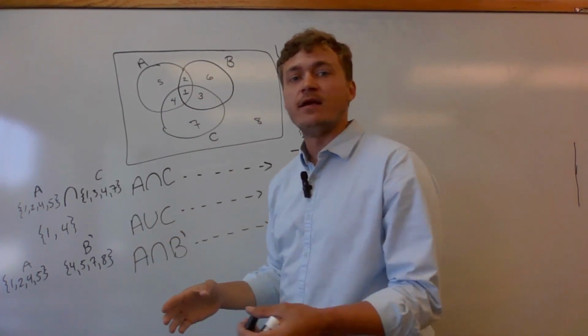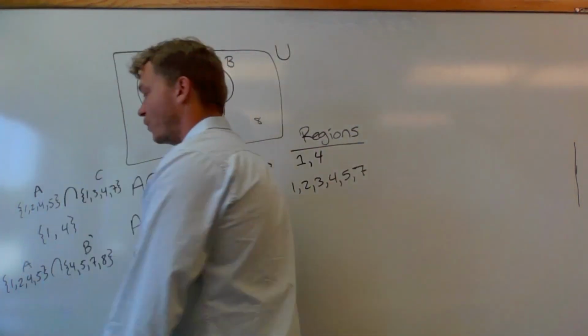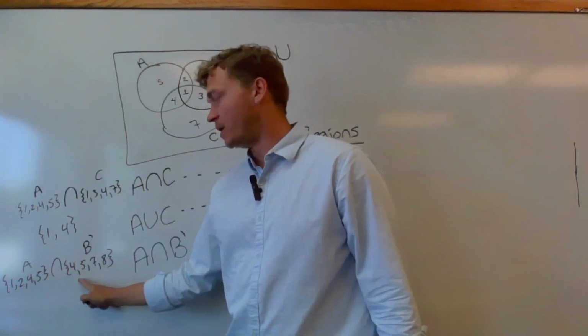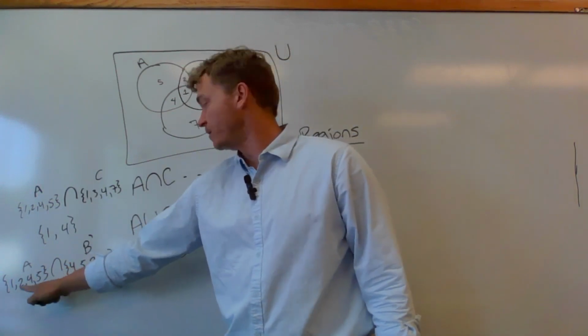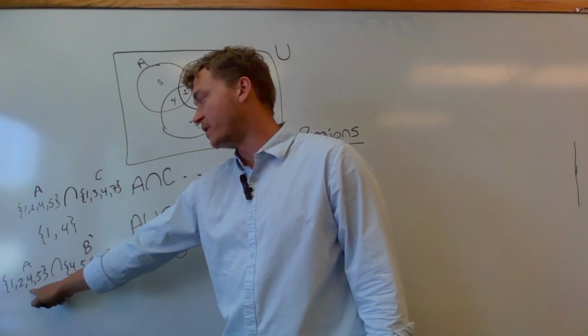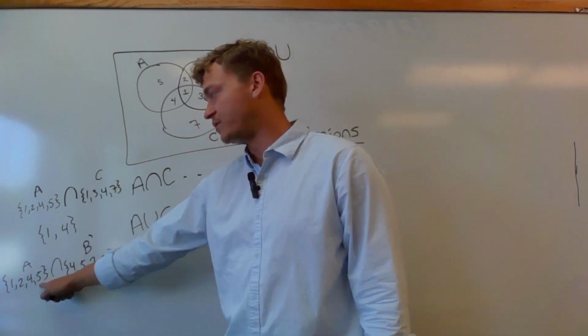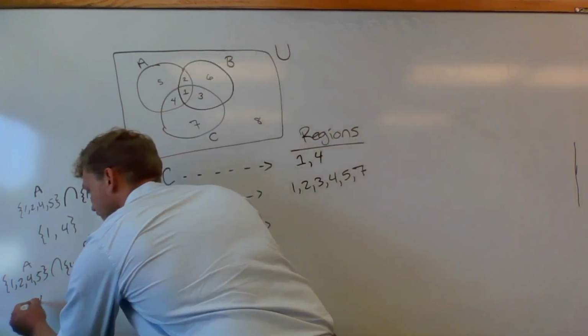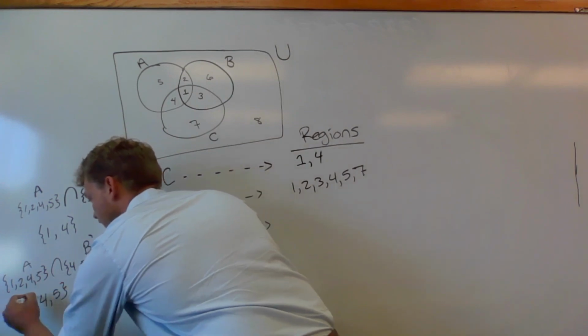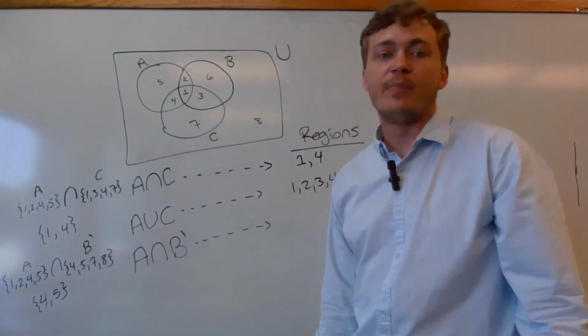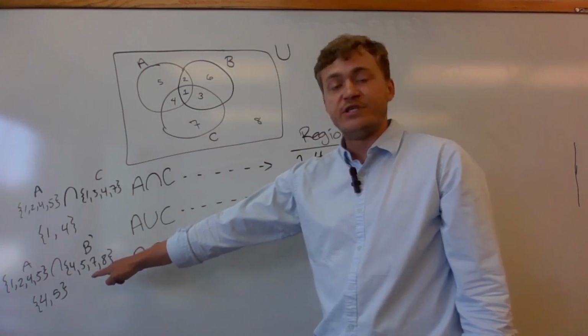We're finding the intersection. So what's in both? 1's over here, but not over here. 2 is over here, but not over here. 4 is over here, it's also over here. 5 is over here, it's also over here. A intersect B complement will be regions 4 and 5.